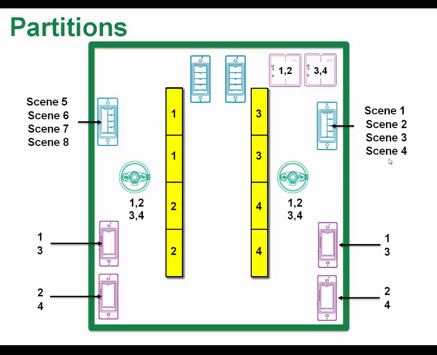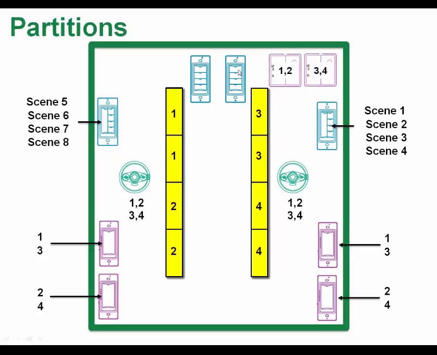The scenes get a little bit tricky, so we want to assign each one of these individual buttons a unique scene. By default, this switch will be assigned scene 1, 2, 3, 4. This switch over here by default is also going to be scene 1, 2, 3, 4, but we're going to change it to scene 5, 6, 7, and 8. That'll make more sense once I close the partition. So this is how the room functions wide open.